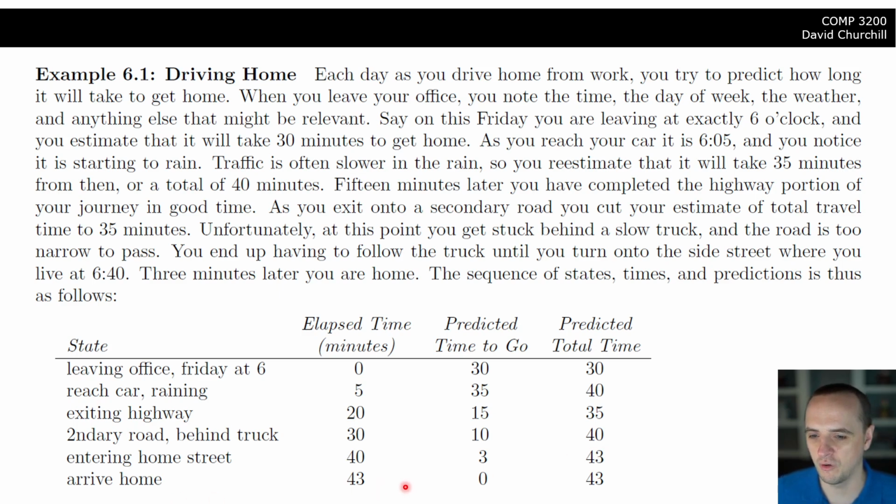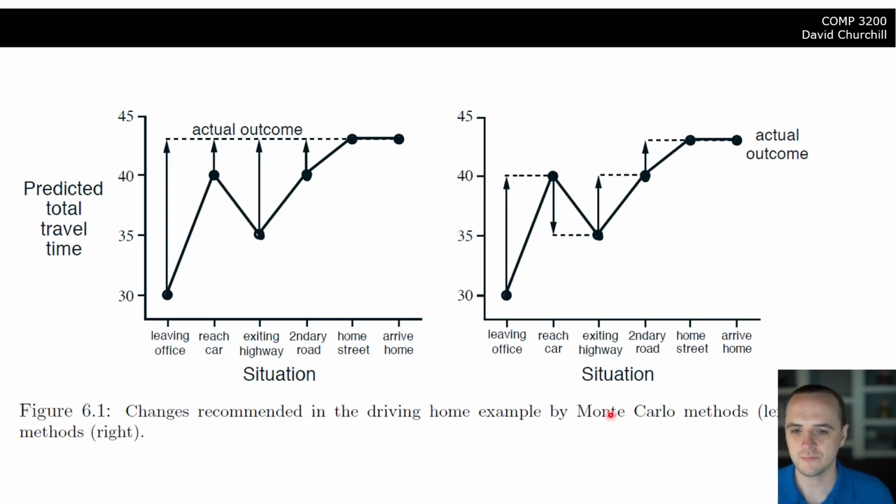Then I arrive home and it's 43 minutes, okay? So the point here being that as you observe new things throughout this episode of driving home, your predicted time can change, right? So here is what's happening. On the left, here is what Monte Carlo would do. And on the right, here is what temporal difference learning would do.